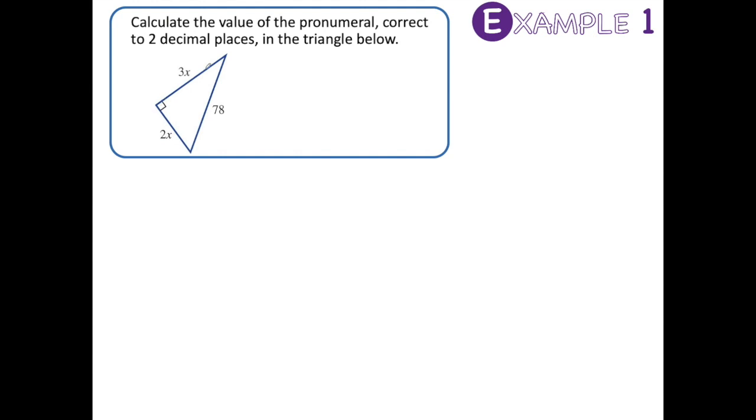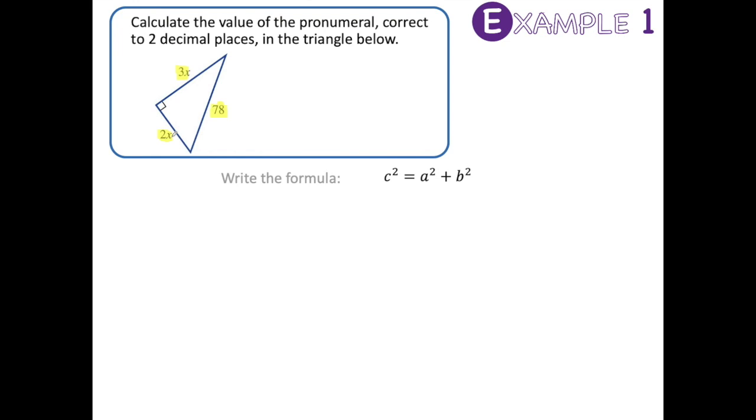So we've got our right angle triangle and we've got a hypotenuse of 78. Then we've got a side of 3x and we've got a second side of 2x. And we want to work out what our x value is going to be. So the first step is going to be to write the formula that's applicable to the question, which is Pythagoras' theorem. So our formula is going to be c squared equals a squared plus b squared.